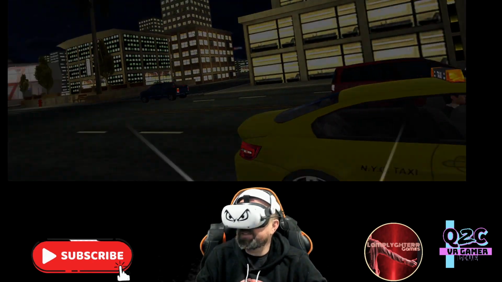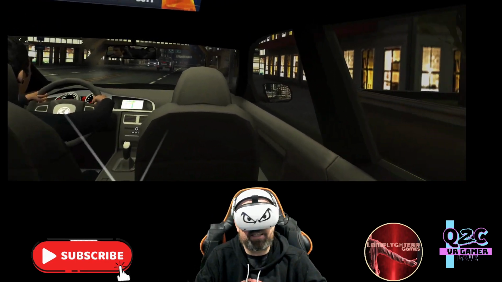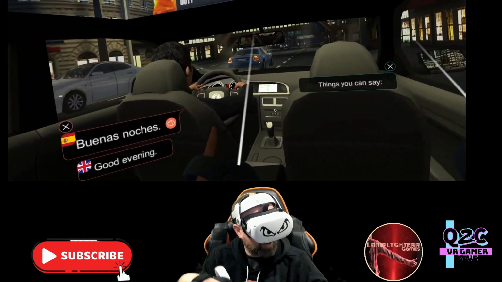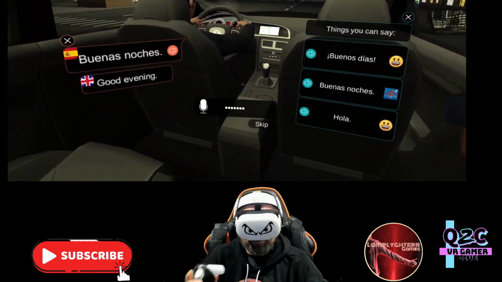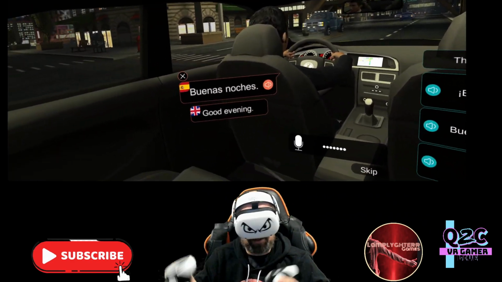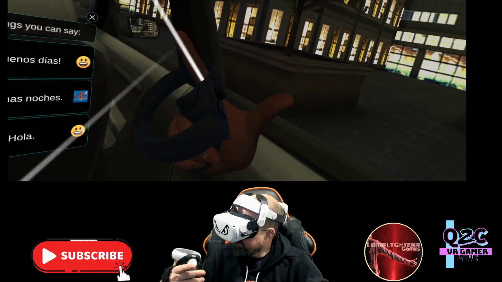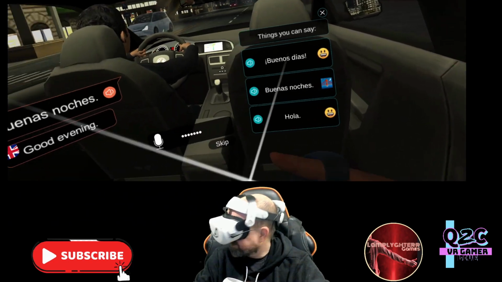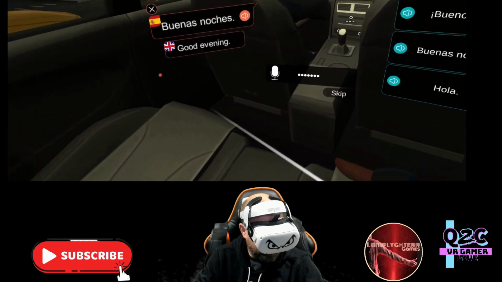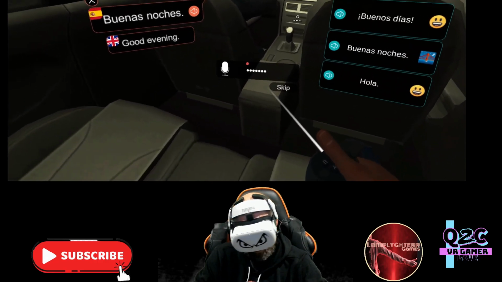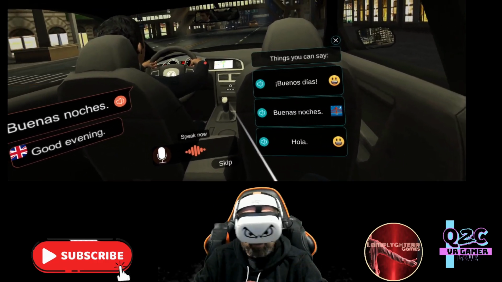Getting the taxi. Now it's taxi conversations. This is kind of neat how they're doing this whole real-life scenario. Like, it's the whole process, not just, you know, flash, you're in a plane, flash, you're in a restaurant, flash, you're in a taxi cab. It's like your adventure. That's kind of a neat idea. Okay, he says, buenas noches, so I'm going to say, buenas noches.